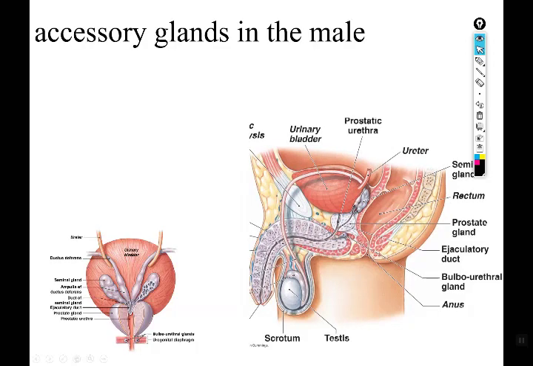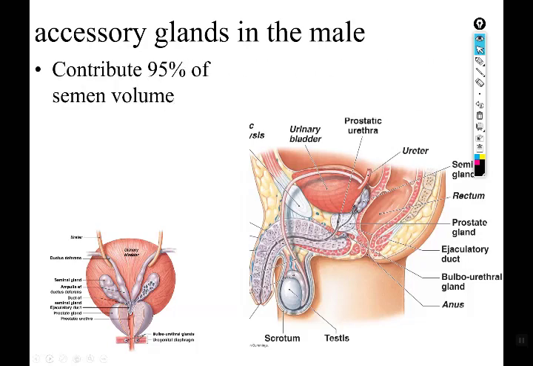So the accessory glands in the male pelvis are as follows. And let's go through them one by one. They contribute 95% of the volume of semen. So really, when a semen sample is taken either to assess fertility or for in vitro fertilization or some such, most of what is there in the sample are not spermatozoa. It's other stuff.